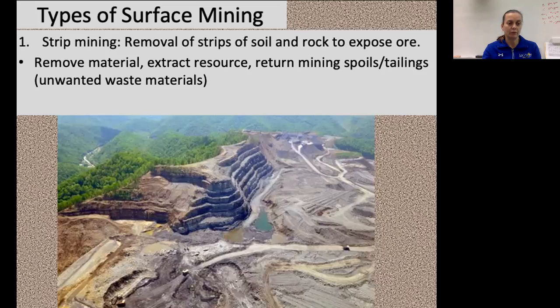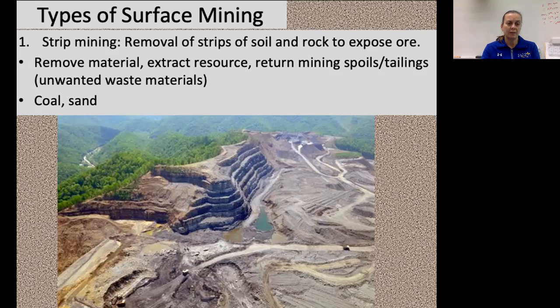which they were removed. The most common surface mining that you'll see is for coal. Also, sand and certain types of rock are mined this way as well. So when you hear about a quarry, that's a rock mine. Okay, so that's strip mining.